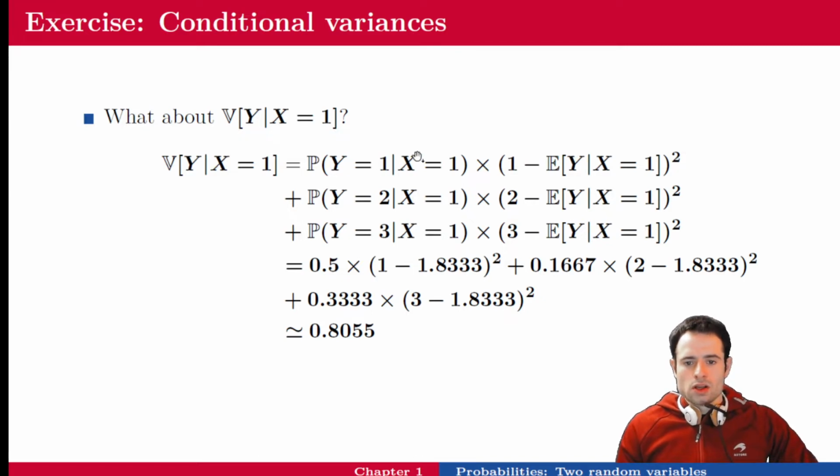So here, we always have the condition x is equal to 1. It's everywhere. The probability that y is equal to 1 when x is equal to 1 is 0.5, and so on. And then you multiply this by the squared deviation from the conditional expectation. Here y is equal to 1, and this is why we have this 1, minus the conditional expectation. Here this 2 is going to match this 2, minus the conditional expectation. And here this 3 will match this 3 minus the conditional expectation.